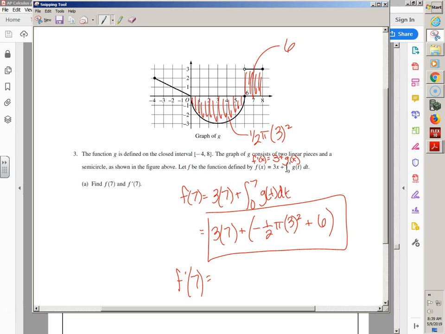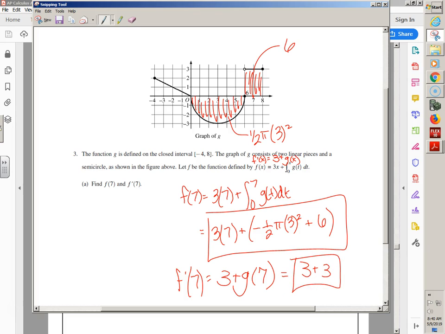Super important. So if I need f prime of 7, isn't it going to be 3 plus g of 7? All I have to do is put the 7 in the x spot. G of 7, but I don't, oh, this is g. That's 7. Where's the y? At 3, of course.